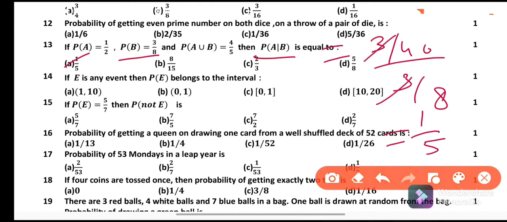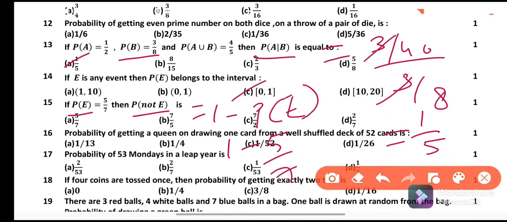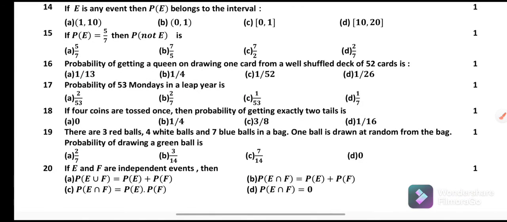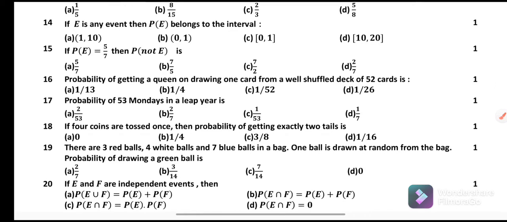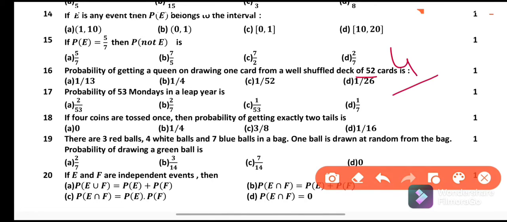Next question, if E is any event, then the probability of E belongs to the closed interval 0 to 1. If the probability of E is 5 by 7, then the probability of not E is equal to 1 minus probability of E, that is 1 minus 5 by 7, that is 2 by 7. So the answer is option D. Next question, the probability of getting a queen on drawing one card from a well shuffled deck of 52 cards. Now favorable chances is 4 and total number of chances is 52. Simplifying this, 1 by 13. So the answer is option A.